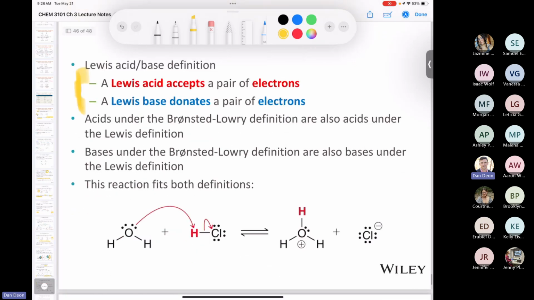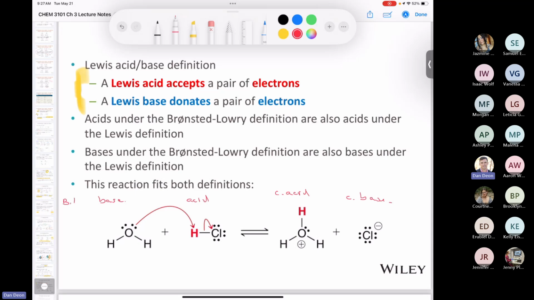So if you look at this example down here at the bottom, a reaction between water and hydrochloric acid, everybody here would know to say that this is an acid, right? It's a proton donor. This is a base. It's a proton acceptor. This is our conjugate acid, right? It's what's left over after the base accepts a proton, and this is our conjugate base, okay?